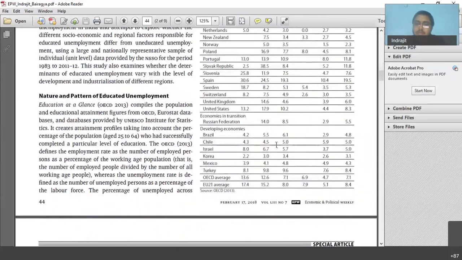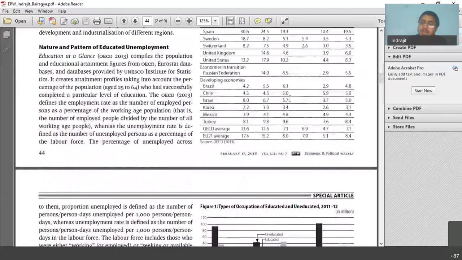But when it comes to developing countries, you see for Brazil, initially it has increased: 4.2, 5.5, 6.1. Then it has come down to an extremely high level at the tertiary level. But initially it has gone up. If I take the example of Chile, with the increase in education level, the unemployment rate also increases. You see the surprising, contradictory figure. But what is said is that educated people are in a better position to get jobs. But what is the data showing here the world over? That no, it is not true in every country. Even in some countries, the unemployment rate increases with the increase of education level. Educated people are in an even more vulnerable position in the job market than the uneducated people.